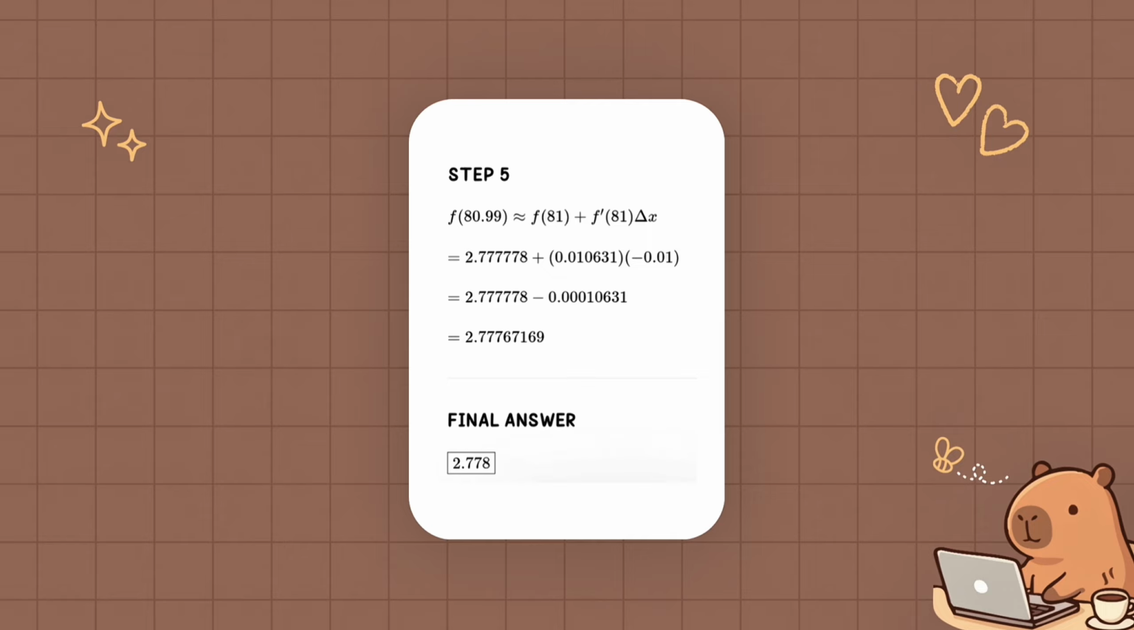Substituting all the values obtained earlier, we have 2.777778 plus 0.010631 multiplied by negative 0.01. After simplifying, we obtain 2.777671. Finally, rounding the answer to 3 decimal places gives 2.778.